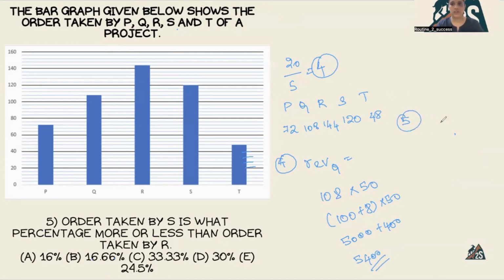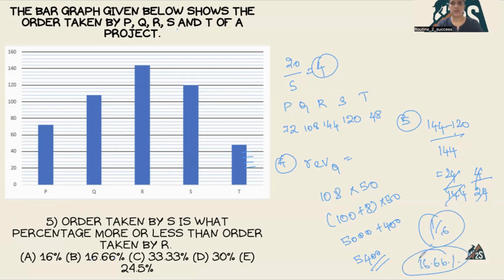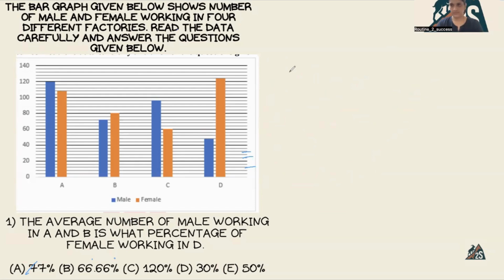Let us see the fifth question. Order taken by S is what percentage more or less than the order taken by R? We know S value is 120. So 144 minus 120 divided by R, which is 144. So it is 24 by 144. If you cancel it by the 6 table, it is 1 by 6. 1 by 6 is nothing but 16.66%. So if you know the fractions' percentage values, we can easily solve this.